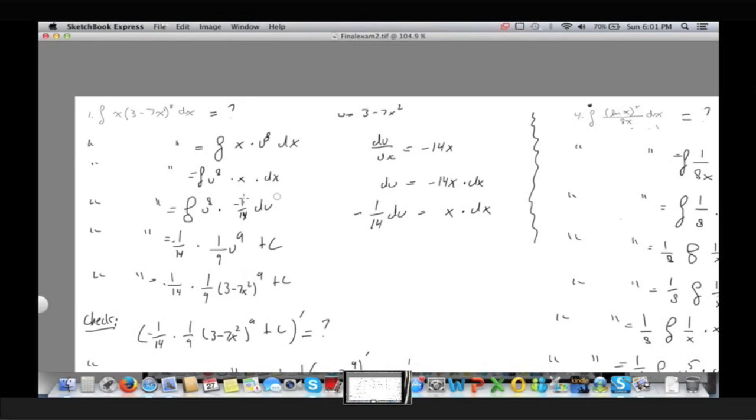Okay, looks like you were able to do those problems. Let's take a look at that. E equals 3 minus 7x squared. Okay, let's scroll down so we can look at the check.